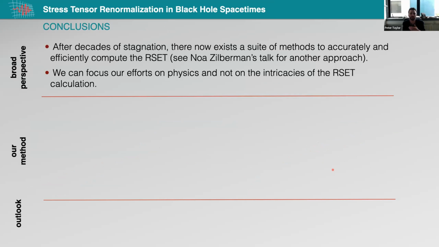So the broad perspective here is just that after decades of stagnation, we actually have a suite of new methods to accurately and efficiently compute the RSET. Both the method that I've presented here, but also the methods that the group at the Technion have come up with.